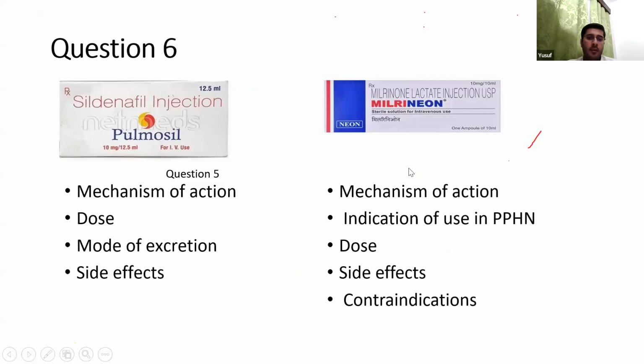So these are basically two drugs. Discuss the mechanism of action, the dose, the mode of excretion, and the side effects. The first drug is basically Pulmosil, or sildenafil. Could you please discuss what is the mechanism of action? What is the dose that you give? Phosphodiesterase 5. What is the dose of sildenafil? Do you need to give a loading dose also? What is the loading dose?